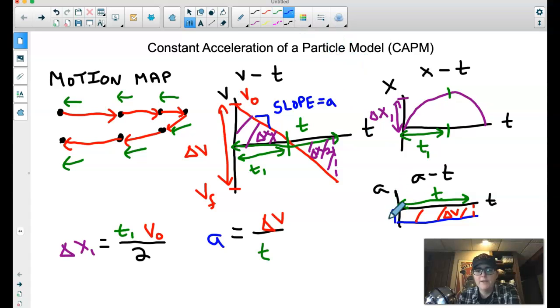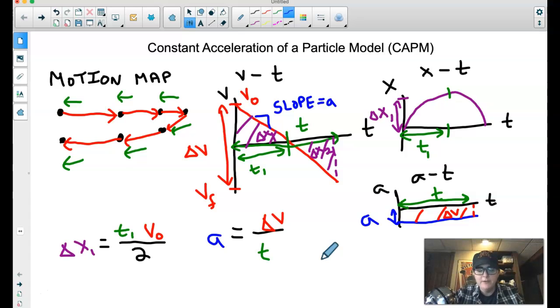And then on this graph, I'm not going to put a delta A because the acceleration's constant. I'm just going to put that acceleration has this constant value. So those are the major diagrams that we used for constant acceleration of a particle model. And we built most of our equations from these graphs.